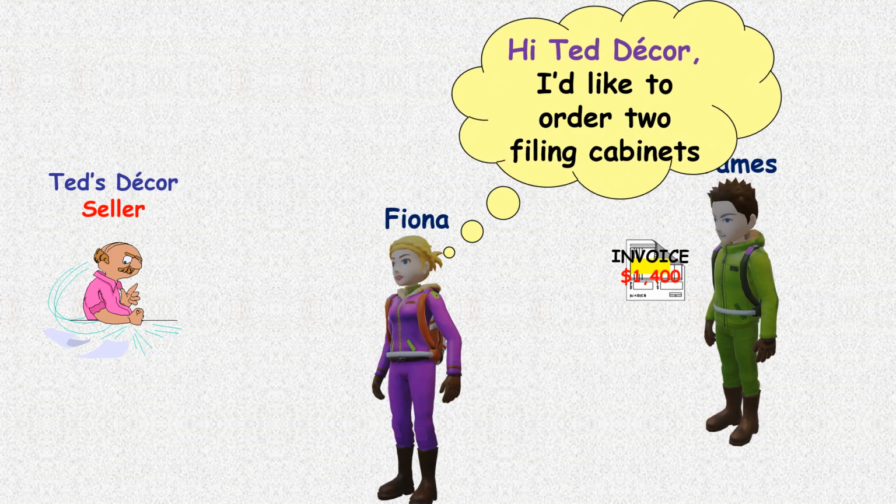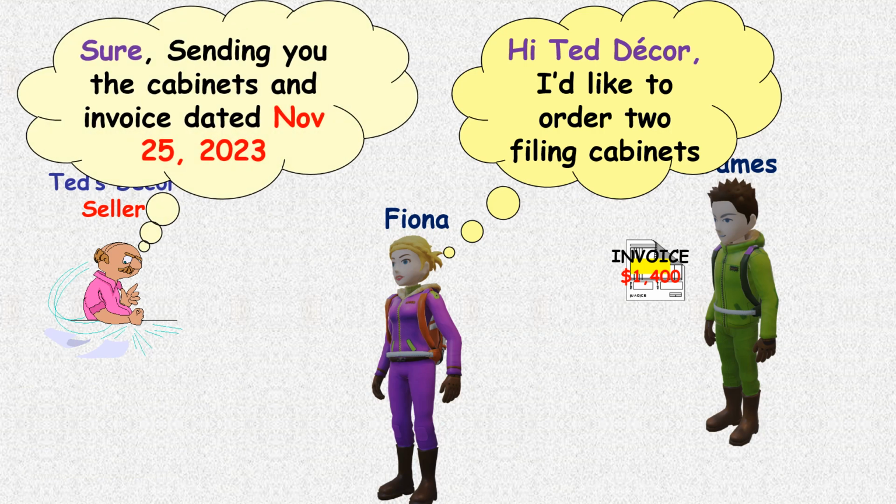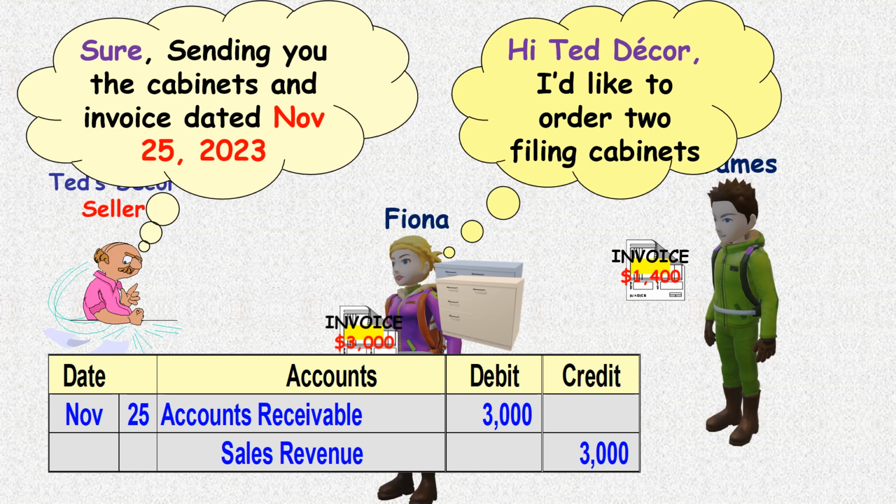Fiona also wants to purchase some filing cabinets, and again, Ted Decor agrees and sends the goods to Fiona along with the invoice of $3,000. So Ted has completed the sale, and the accounting department is going to debit account receivables, credit sales revenue. A debit to account receivables means neither James nor Fiona has paid so far, so it will be an account receivable.